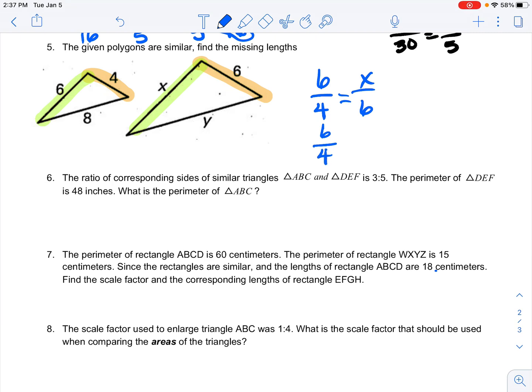For the other one, we're going to set up a separate proportion. We're going to put Y on the top, and then we're going to put 8 on the bottom. And then solve these. 6 times 6 is 36, divided by 4 is 9. 6 times 8 is 48, divided by 4 is 12.